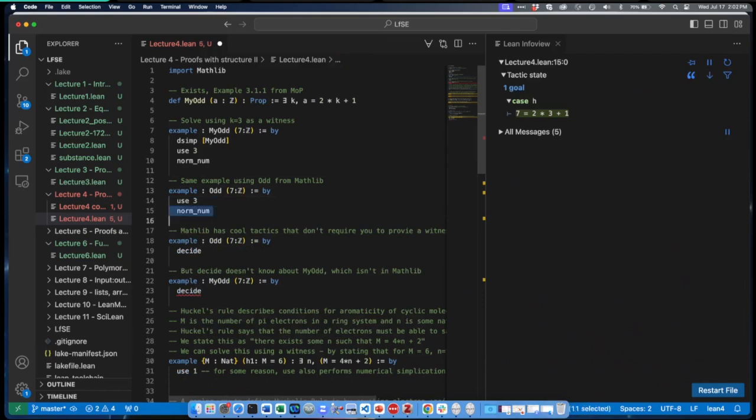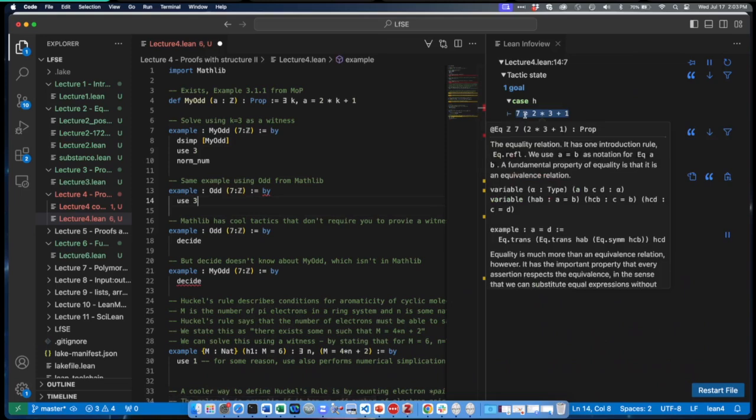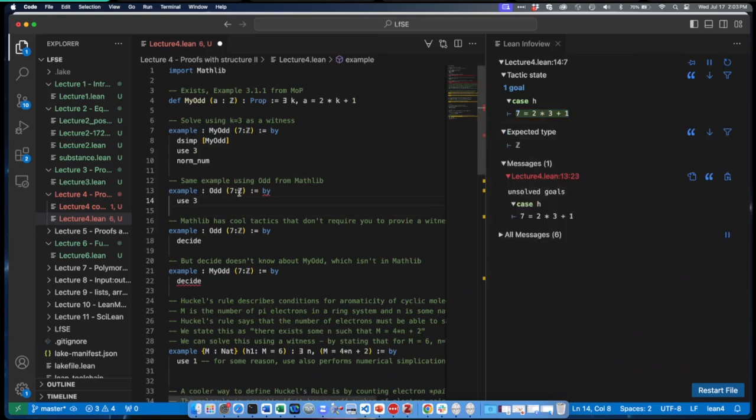In fact, does it work with use 3? This one doesn't work. No, this one gets unsolved goals. It can't close it all the way. If you just use 3, it will say you have an unfinished goal, so you do need to hit it with norm num.